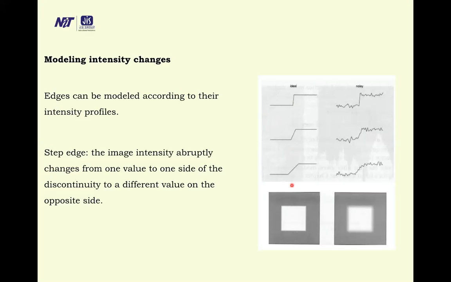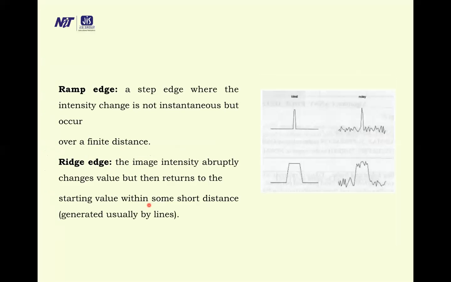So this is an image and its corresponding intensity profiles, and it is a noisy image with its intensity profiles. For a step edge, the image intensity abruptly changes from one value on one side of the discontinuity to a different value on the opposite side. Ramp edge: a step edge where the intensity change is not instantaneous but occurs over a finite distance.